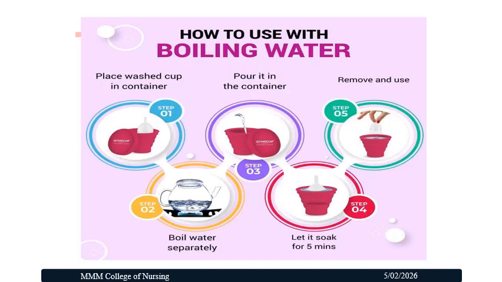So how to sterilize with boiling water? Place the washed cup in a container. Boil water separately. Pour it in the container. Let it soak for 5 minutes. Then remove and use. So this is how you are supposed to use boiling water.